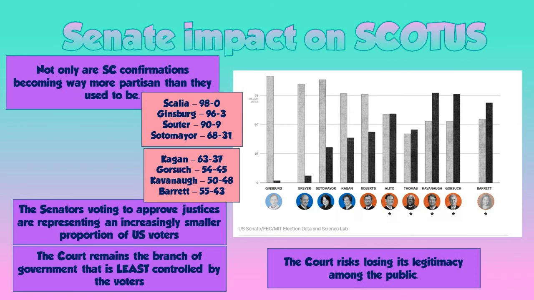So this is one of the things the Supreme Court is dealing with in terms of its relationship with the public. The public is very critical of the Supreme Court at the moment. The public does not really feel that they have any control over the Supreme Court, and that's how it was designed. So we'll see what happens with the court in the future.